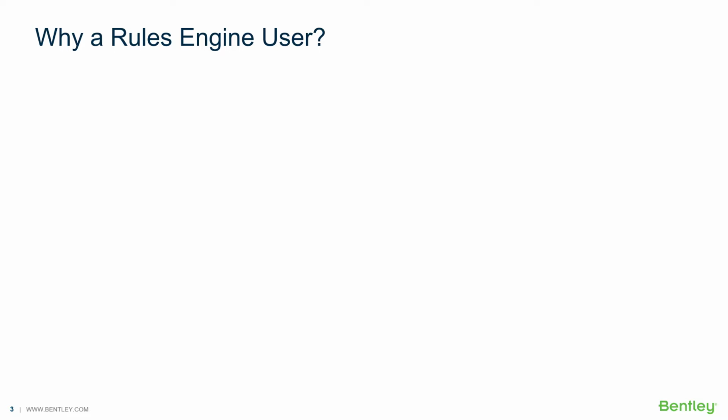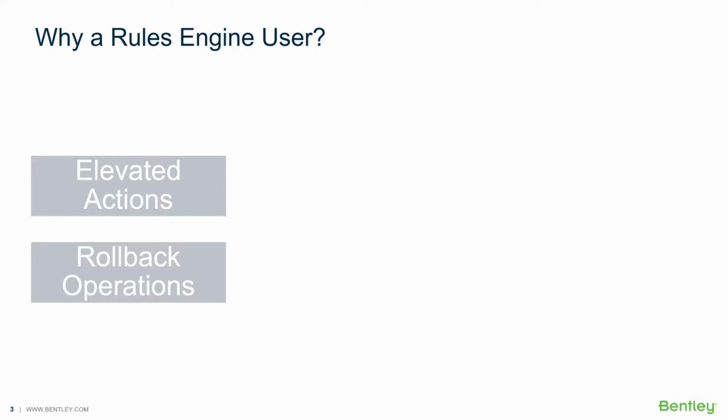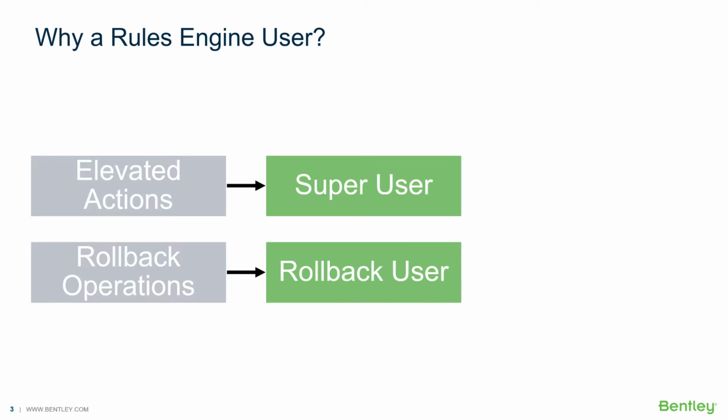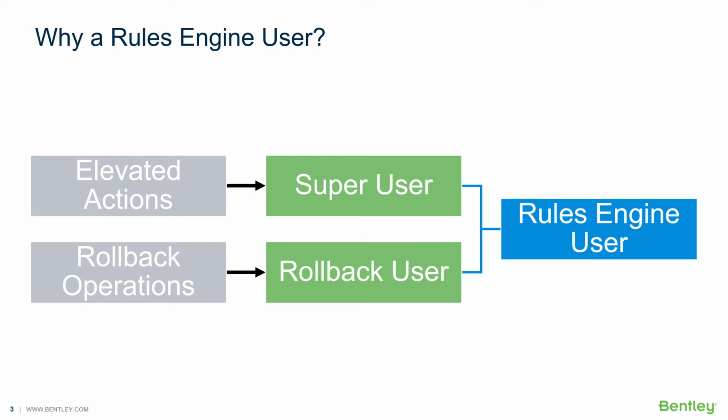Traditionally, the workflow rules engine has utilized a pair of user accounts to perform elevated actions and roll back failed operations. The user that can perform elevated actions is called the super user, and the user that can roll back operations is known as the rollback user. For simplicity, it has been common practice to use the same user account for both elevated actions and the rollback operations. Thus, the rules engine user can be created to serve both functions.